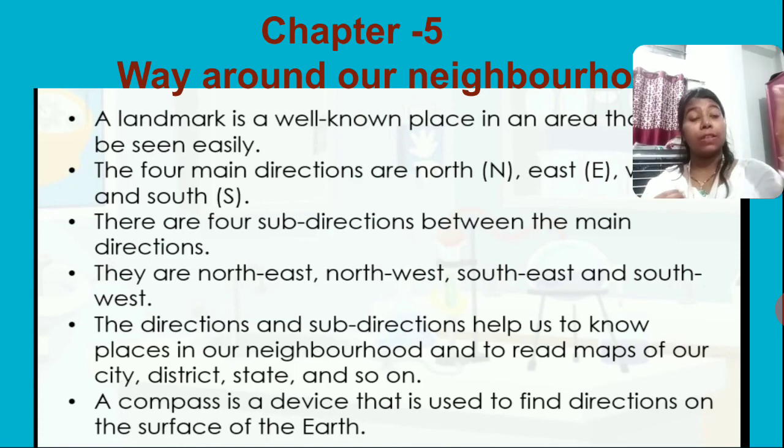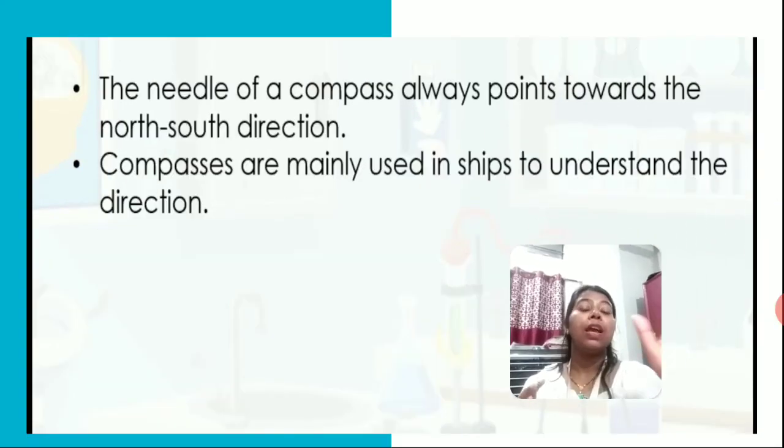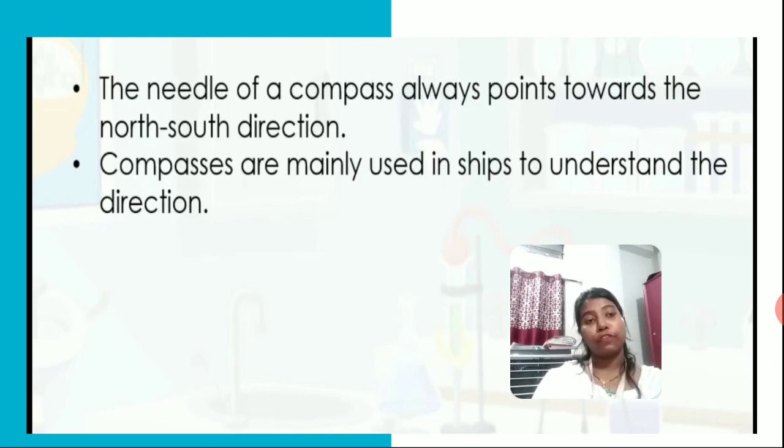Then we have learned the concept of the compass. A compass is a device that is used to find direction on the surface of the earth. The needle of the compass always points in the north-south direction. The compass is especially used for navigation, and it is used in ships to understand the directions. So these are the key points of all your chapters.